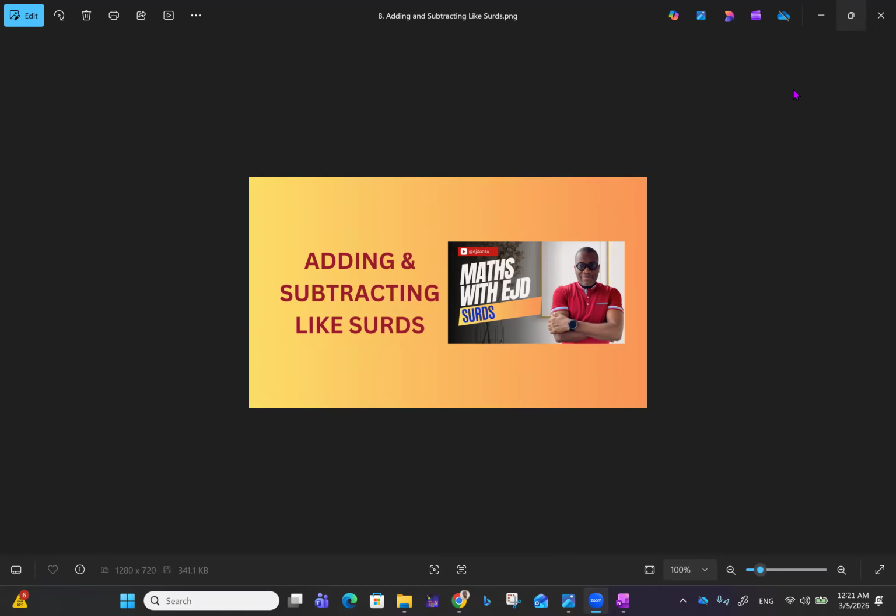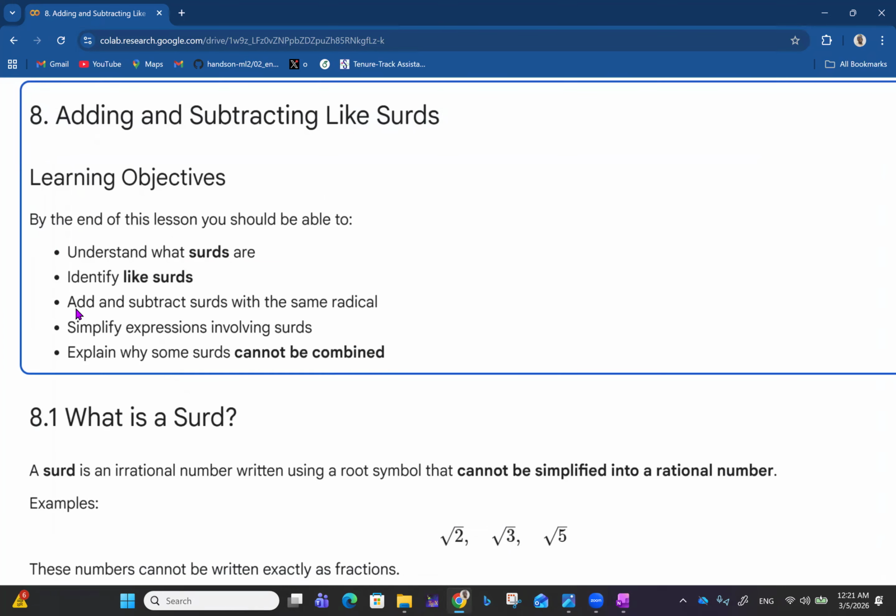In the next three videos, starting from this one, I'll be talking about operations with surds. So this first one will be about adding and subtracting like surds. And then afterwards, we'll talk about multiplying surds. And then we'll talk about dividing surds before we continue with other aspects of the surd playlist. Okay, so adding and subtracting like surds.